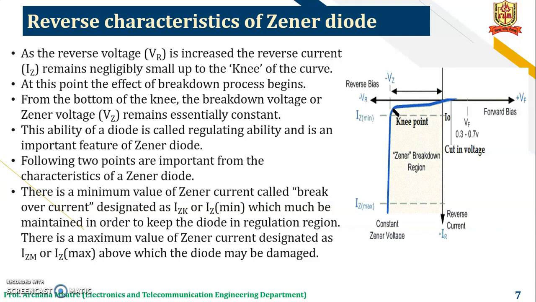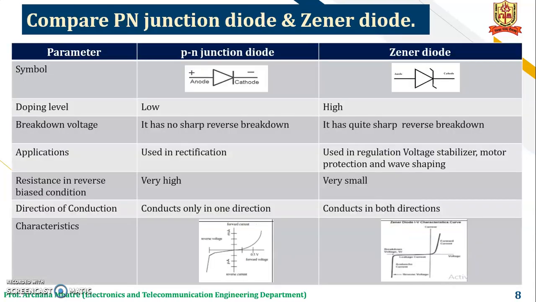Following two points are important from the characteristic of Zener diode. There is a minimum value of Zener current called break-over current, designated as IZK or IZ minimum, which must be maintained in order to keep the diode in the regulation region. There is a maximum value of Zener current designated as IZM or IZ max, above which the diode may be damaged.